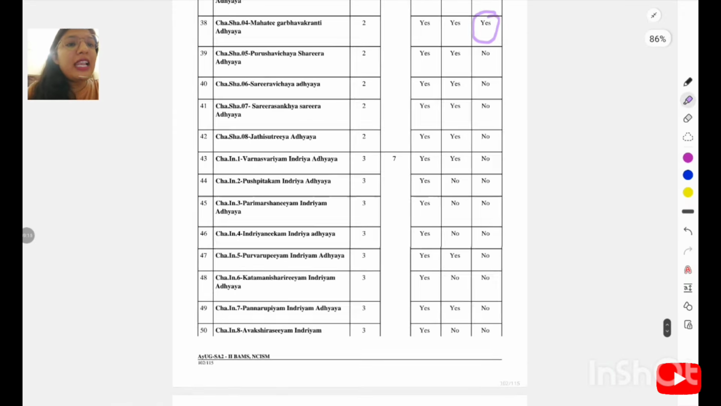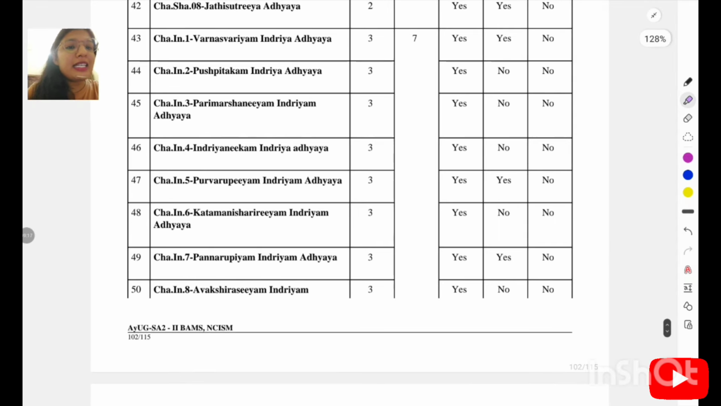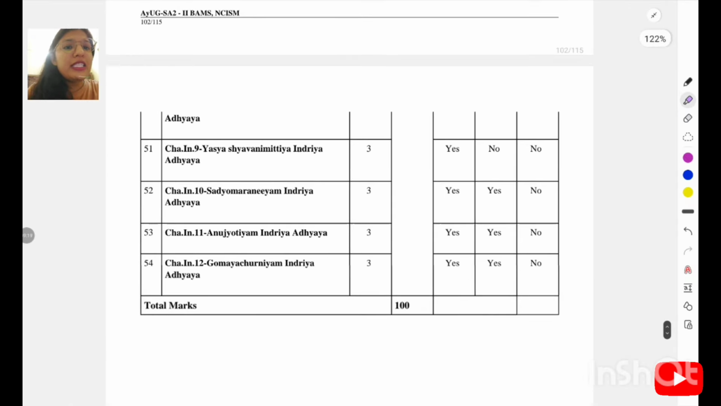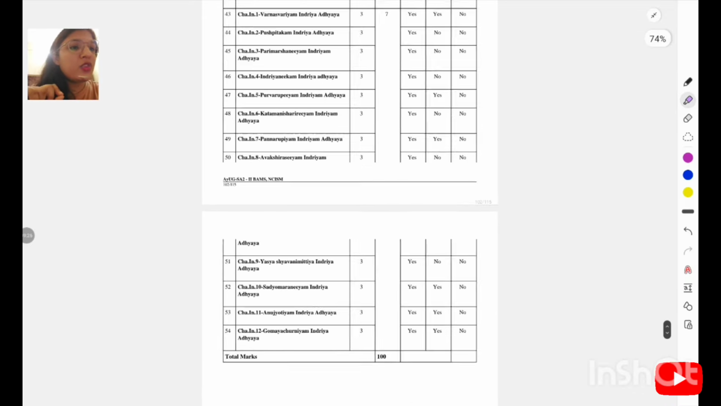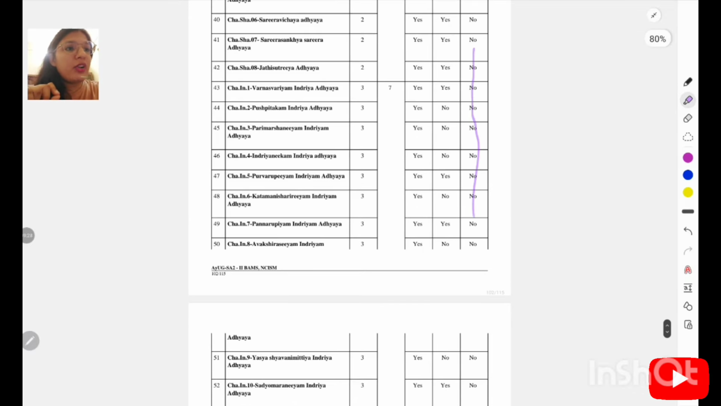Okay, and the last sthana is our Indriya Sthana. As you know, in Indriya Sthana there are a total of 12 chapters, and from Indriya Sthana no 10 marks question should be asked. So here you can see they have already written that no 10 marks question is coming, and in our syllabus only 1 SCQ is coming and 2 MCQ are coming.